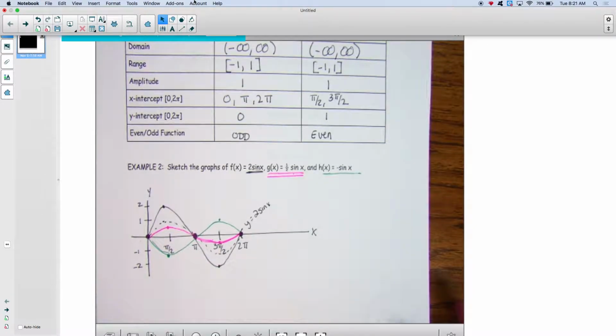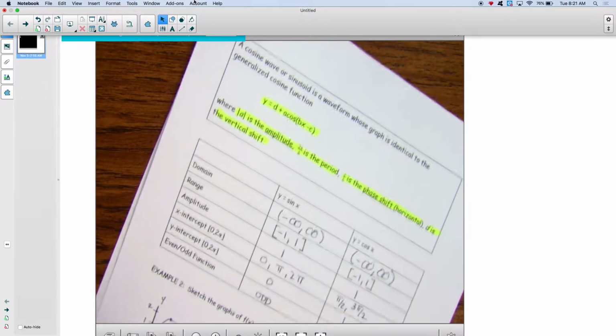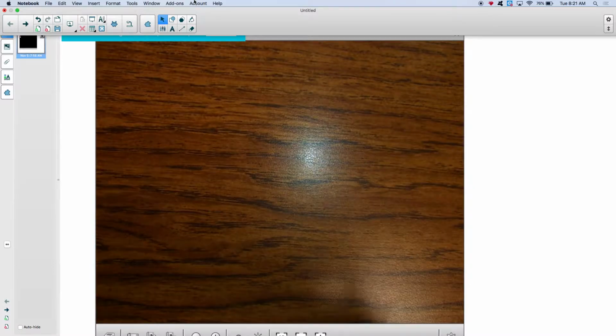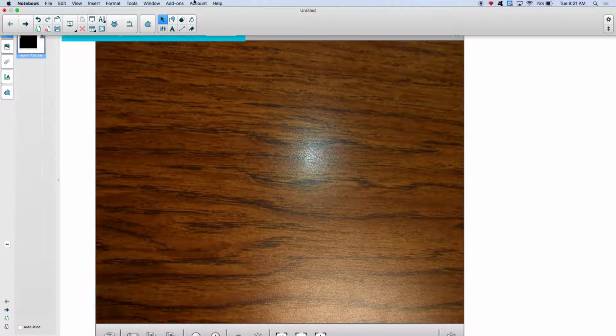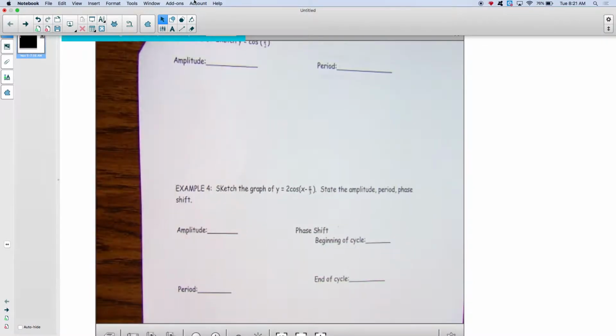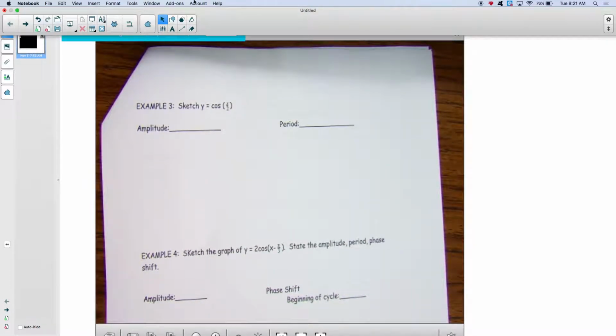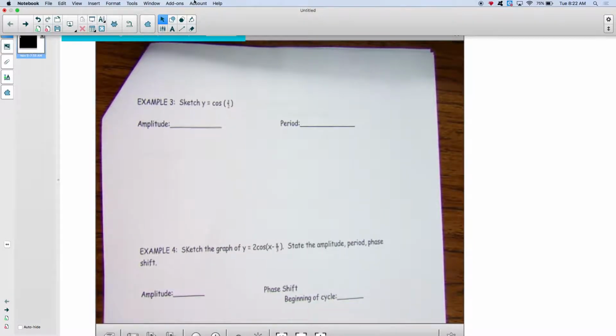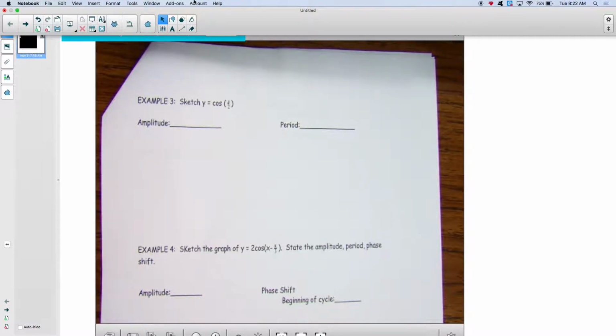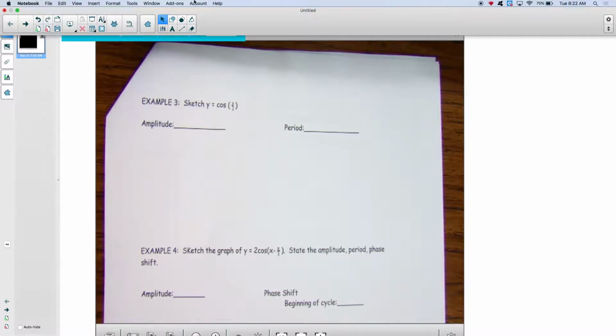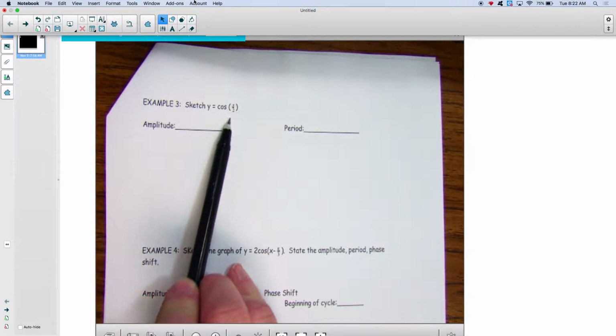Everyone done? Okay, let's look at what happens when I have a period change. We're going to start with y equals cosine of x over 2.